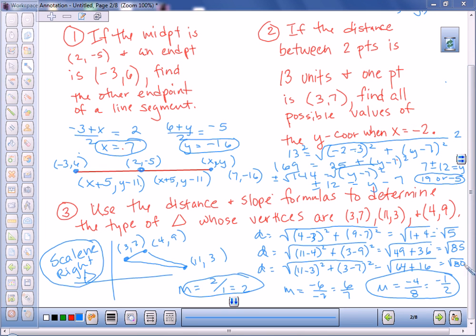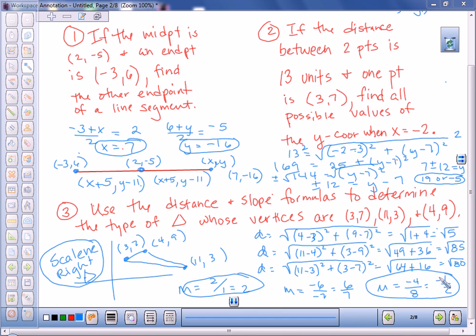All right. Use the distance and slope formulas to determine the type of triangle. So what I did was I used the distance, and I got square root of 5, square root of 85, square root of 80. I got 3 different side lengths. So that tells me it is scaling. Now, if I use slope, I can determine if it's scaling right or not. And when I found the slopes of the 3 different segments, I got a slope of 2, a slope of 6/7, and a slope of negative 1/2.